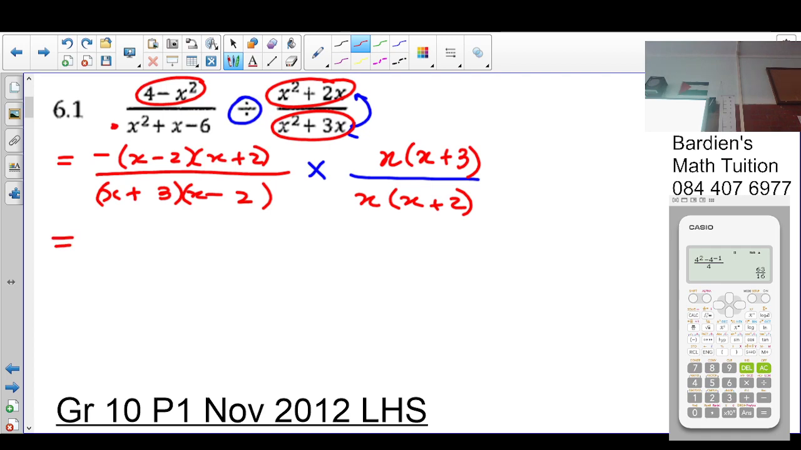Now what can happen? Cancels. X minus 2 cancels x minus 2. X plus 2 cancels x plus 2. X plus 3 cancels x plus 3. The x cancels x. So what are we left with? Only the negative. So what we write is going to be negative 1. Yes?